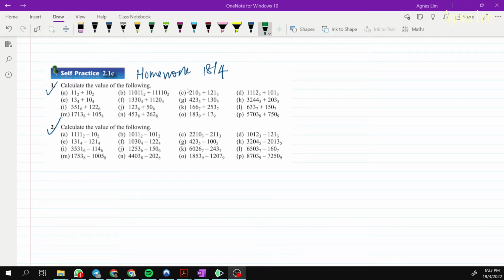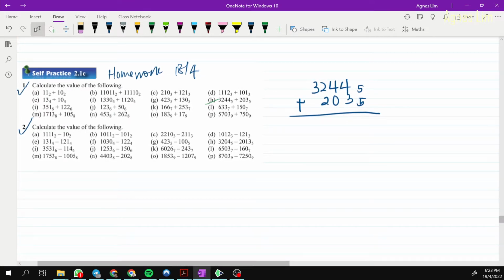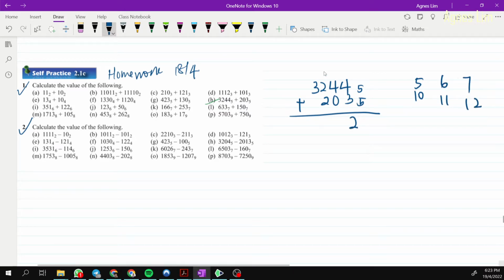Alright, so let's do H. So it is 3244 plus 203. Okay, so this is base 5. Alright, so 4 plus 3 is already more, which is 7. If you remember, 5 is 10, 6 is 11, 7 will be 12. So it will be 12.